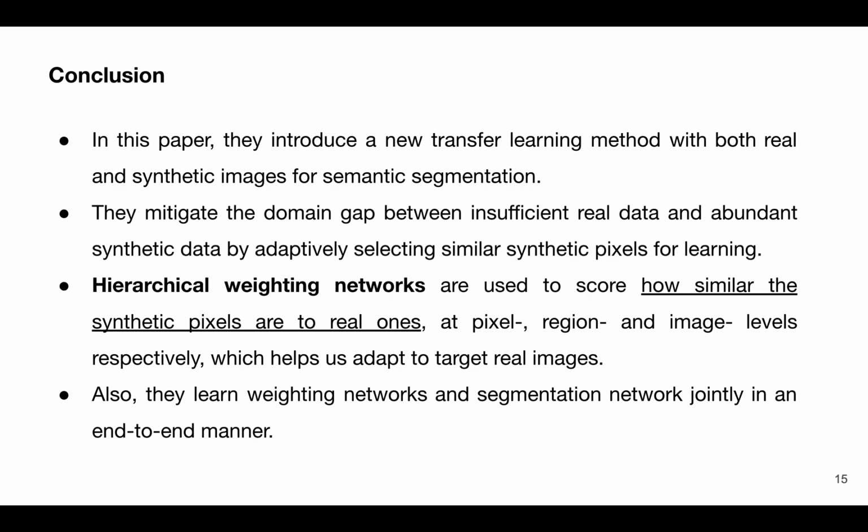As a conclusion, they introduced a new transfer learning method with both real and synthetic images for semantic segmentation. They mitigated the domain gap between insufficient real data and abundant synthetic data by adaptively selecting similar synthetic pixels for learning. Hierarchical weighting networks are used to score how similar the synthetic pixels are to real ones at pixel, region, and image levels respectively, which helps us adapt to target real images. Also, we learned weighting networks and segmentation network jointly in an end-to-end manner.